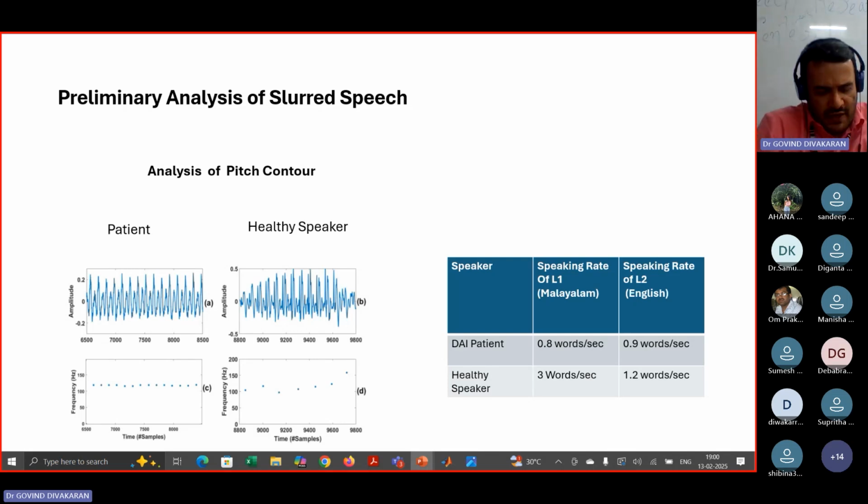So we did a basic analysis of the recordings that we have collected from him. We compared with Suryakant sir's voice as the healthy speaker, because he was the volunteer. When we plot the pitch contour, you can see that it is almost flat for the same sort of syllable or vowel part. In the healthy speaker's voice, you can see certain variations. So it is not monotonous, but in this particular case, it is monotonous.